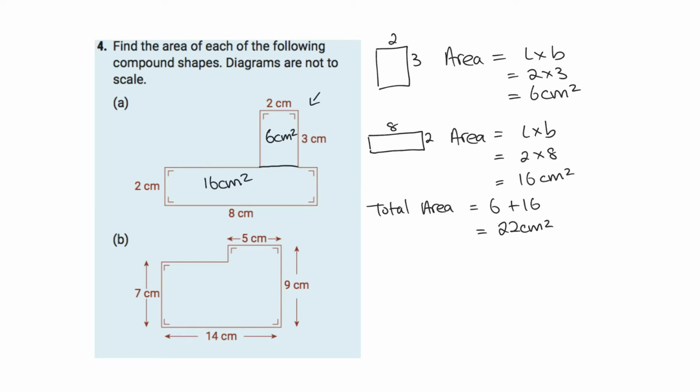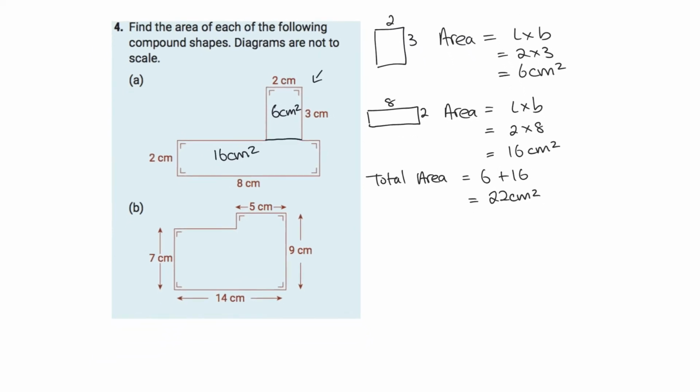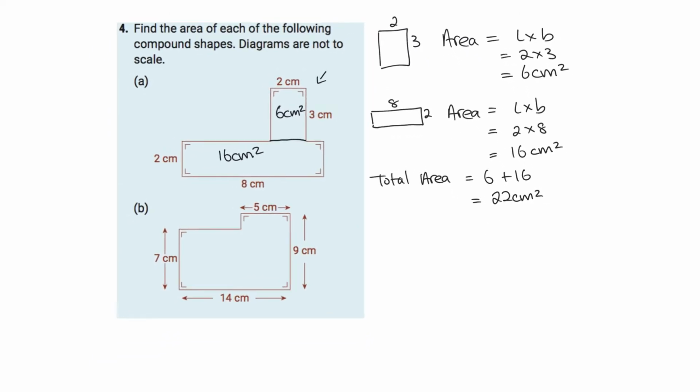So what we've done here is we've taken an irregular shape, we've divided it up into rectangular shapes, we find the area of each rectangle, and then we add them together. Okay, now let's look at the second one. This is another irregular shape, but I can divide it up into two rectangles. The best way to do this is by drawing along this line here.